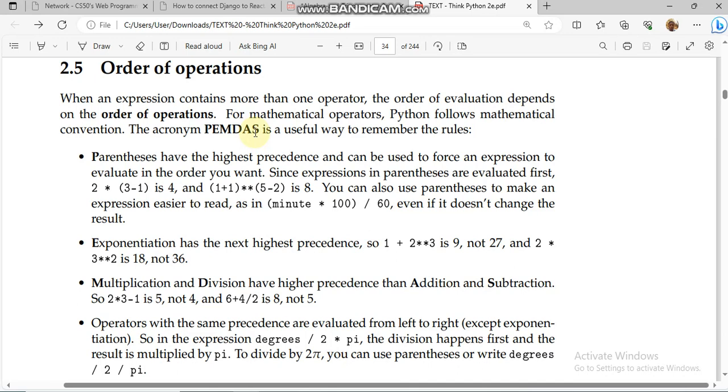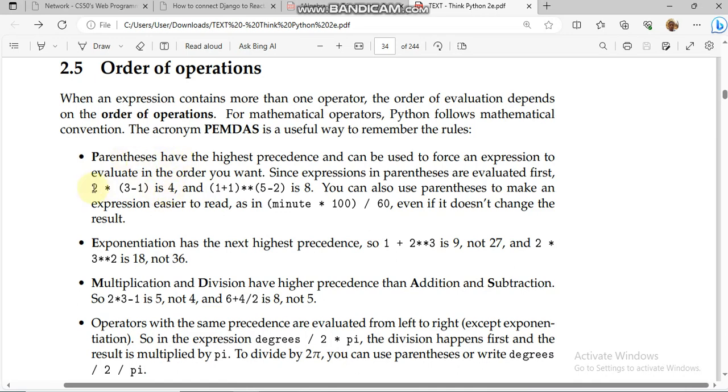So let's look at parentheses. It has the highest precedence. Why? Because it is used to force an expression to evaluate in the order you want. When you want something to be computed first before sending the value to the other operators, then we can put that in parentheses. Since expressions in parentheses are evaluated first, if I have 2 multiplied by open parenthesis 3 minus 1, then close parenthesis, this should return 4 as my answer.